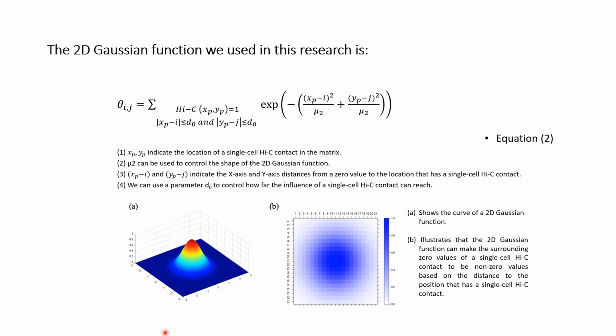A shows the curve of a 2D Gaussian function. B illustrates that the 2D Gaussian function can make the surrounding zero values of a single-cell Hi-C contact become non-zero values based on the distance to the position that has a single-cell Hi-C contact.